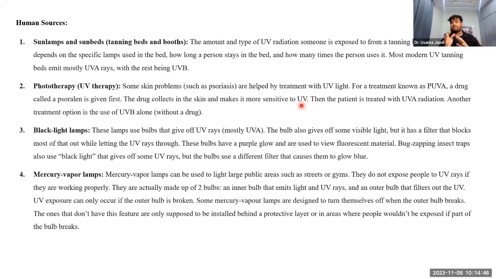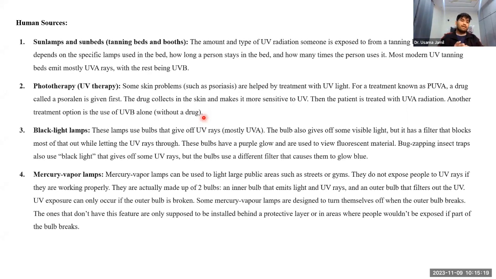So these are various ways or methods that we use ultraviolet light in our medical field. Then the patient is treated with UVA radiation. Another treatment option is the use of UVB alone, with a drug or without a drug. So there is UVA, UVB, and UVC. The main spectrum being emitted, either artificially or naturally, are UVA and UVB.